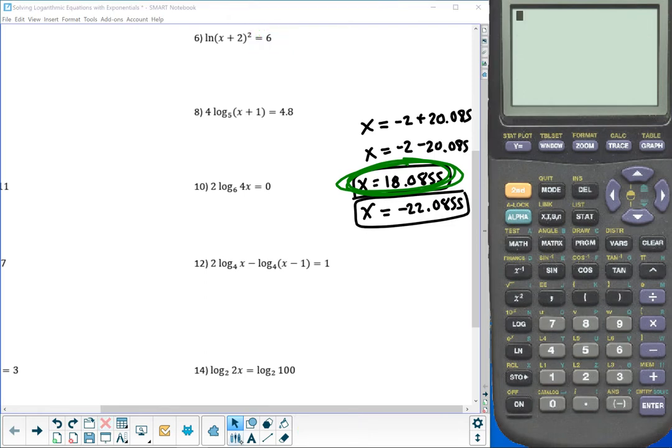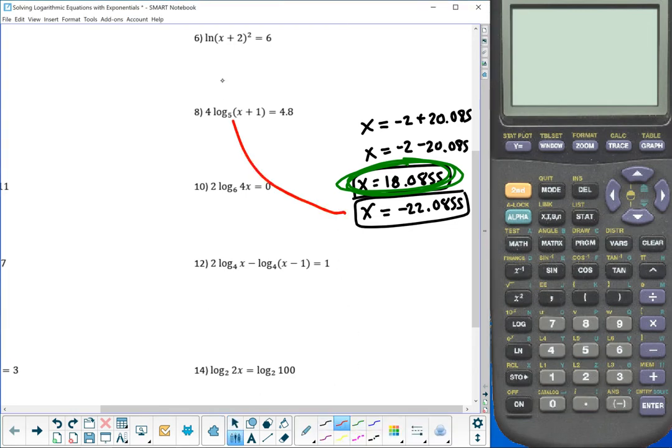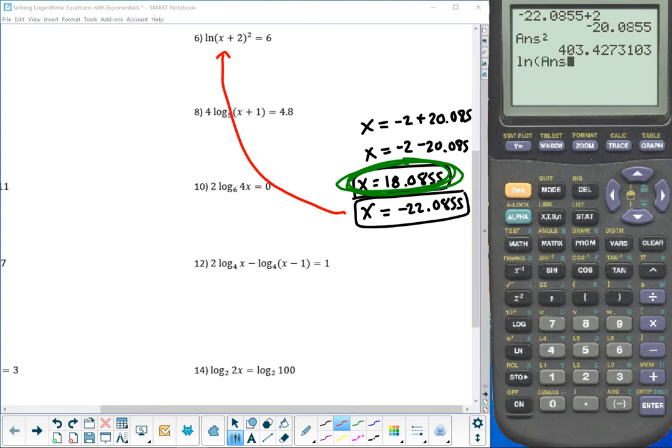I'm going to start with negative 22.0855 and put that into x. So negative 22.0855, and I'm going to add 2 to it, which gives me negative 20.0855, and I'm going to square that. That's 403, and then I'm going to take natural log of the answer. If this comes out to be 5.999 also, which is pretty close to 6, that means that they're both answers. So both of these are solutions.